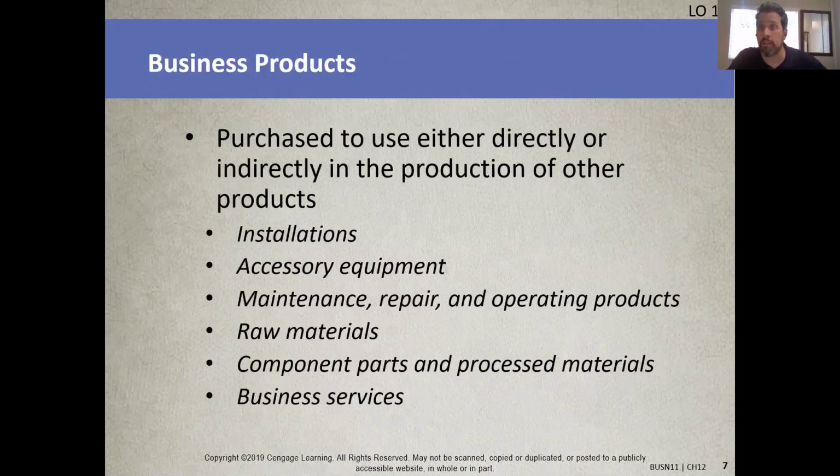Think shipping, right? Shipping is a great business service. Rarely does a company have its own shipping line. Amazon might be the exception. But most businesses use a shipping service to get their products from point A to point B.